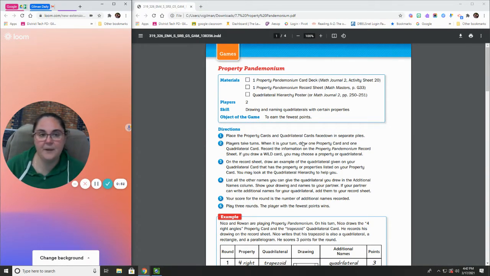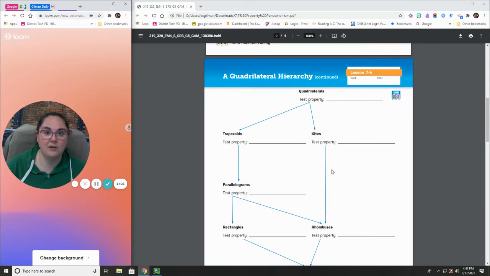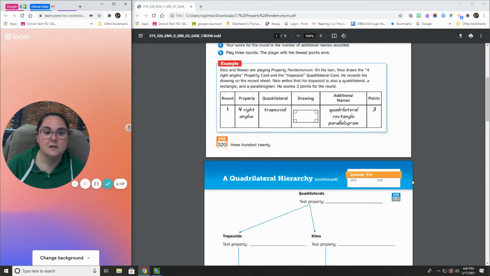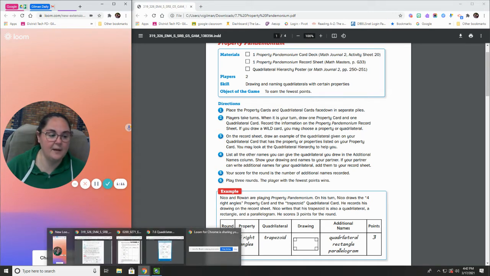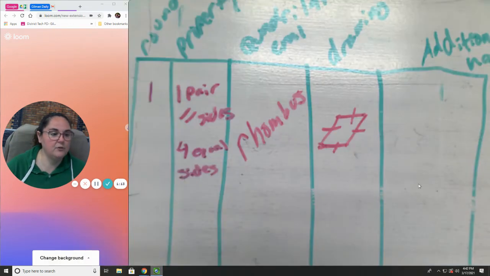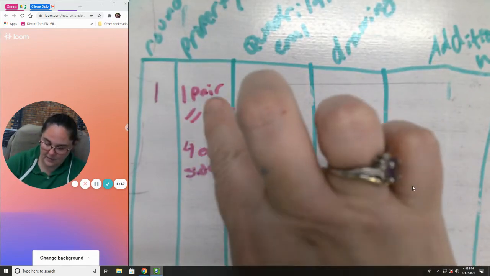You are going to play this game with a partner, with an adult, or you can just watch me play today. That's okay. You're going to draw a card, and you're going to figure out where that card would go on this hierarchy. I'm going to walk you through a bit of the process. I'm going to start by showing you what my page would look like.